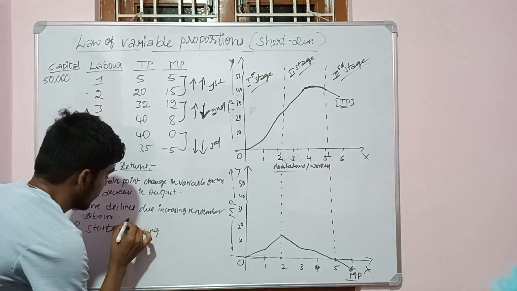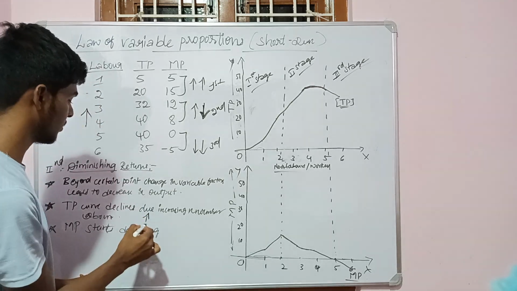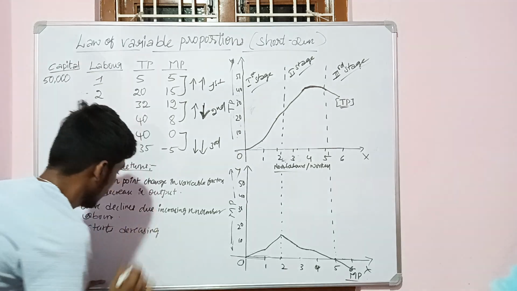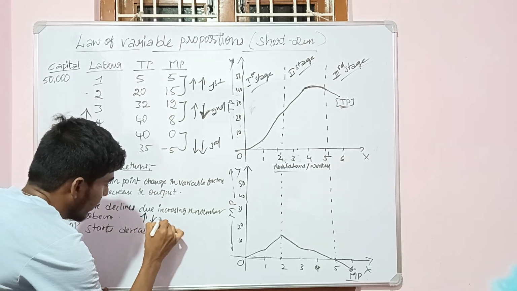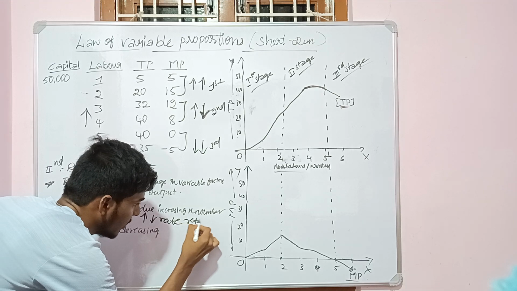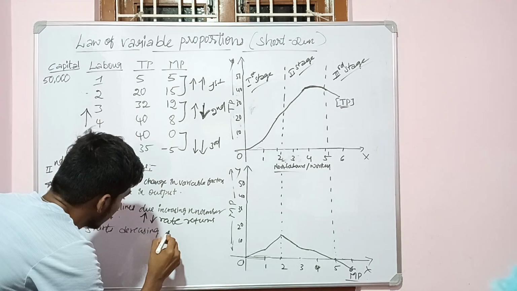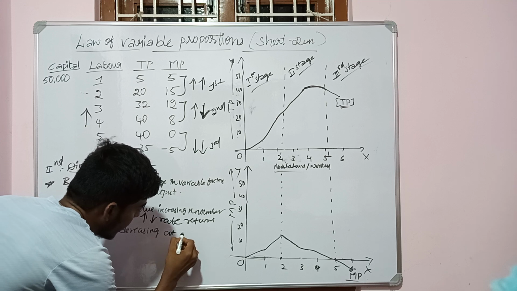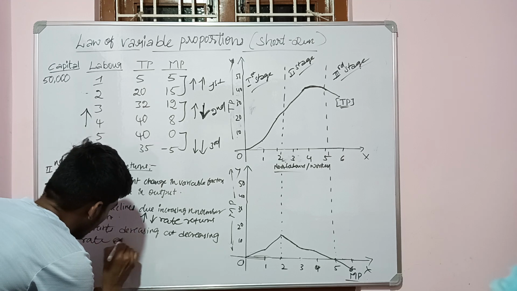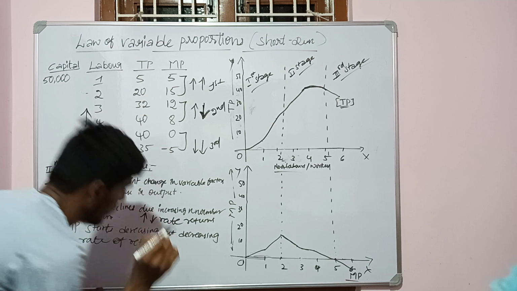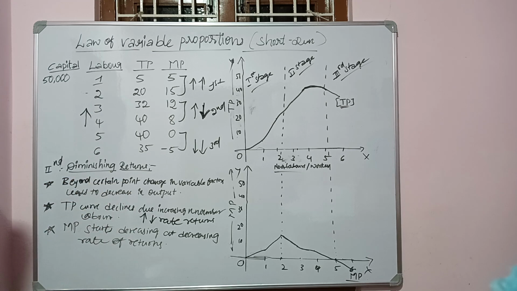It is also called as increasing at a decreasing rate of returns. Here marginal product curve starts decreasing at a decreasing rate of returns. Now we can see the reasons for this diminishing returns.